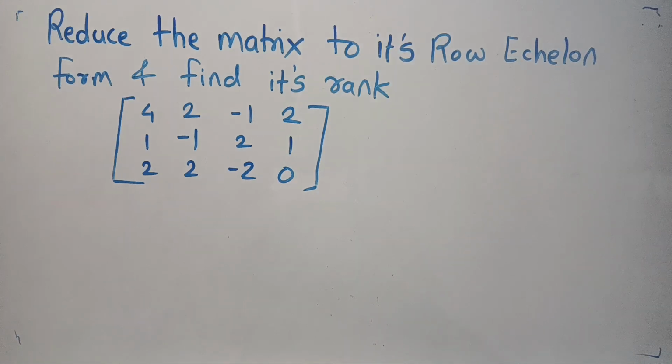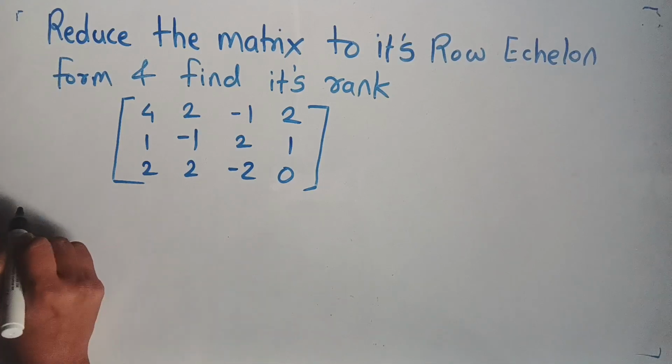हॅलो एव्हरीवन. तर आज आपण बघतोय रिड्यूस द मॅट्रिक्स टू इट्स रो इक्वलन फॉर्म अँड फाइंड इट्स रँक. सो वन मॅट्रिक्स इज गिवन. ओके, now to reduce the matrix to its row echelon form, we have to use elementary row operations. We cannot use column operations here. We have to use only row elementary operations to reduce the matrix to echelon form.